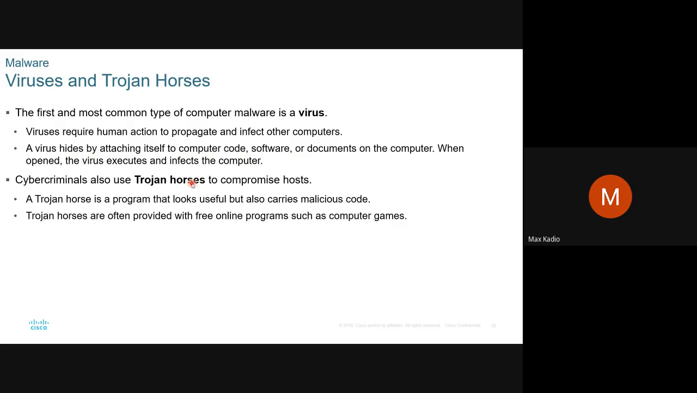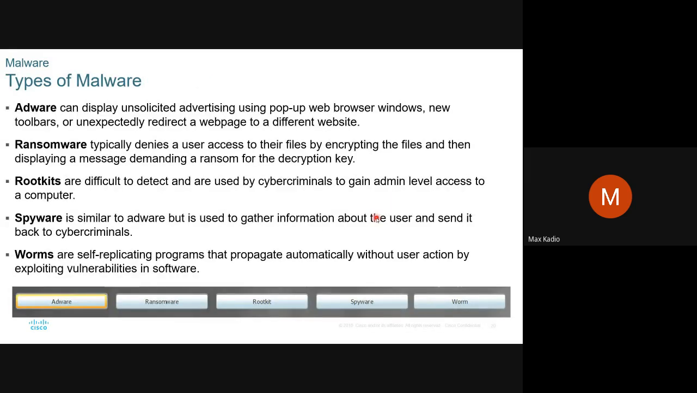Trojan horses: you think it's something good you want to download. For example, you want to download Packet Tracer. Instead of downloading from Cisco NetAcad, you go to the internet and Google it. You can see some Packet Tracer versions or any software on the web, but they come with bad things. Trojan horses are often provided with free online programs, such as computer games and other stuff. They come with programs just to harm your computer. So we have many types of malware.